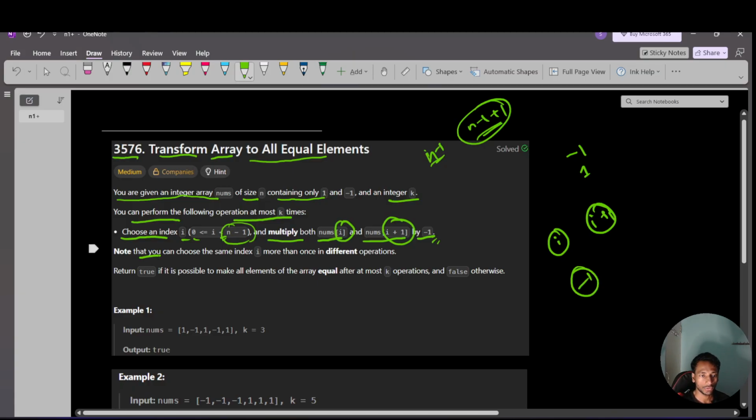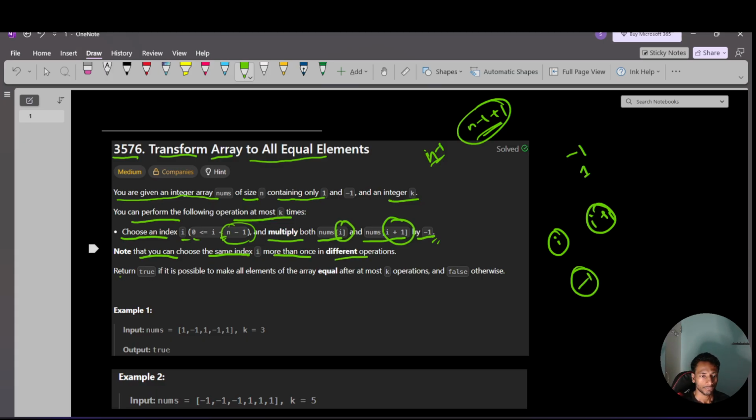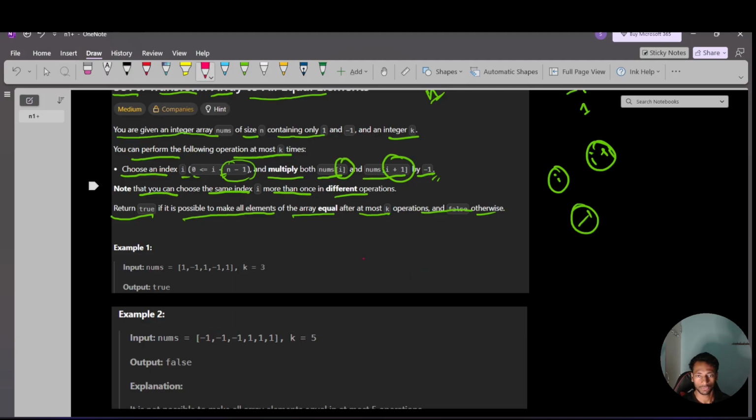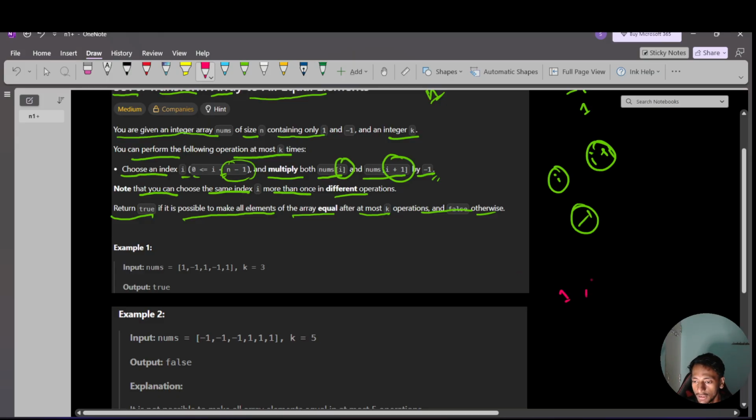Note you can choose the same index i more than once in different operations. We have to return true if it is possible to make all elements of the array equal after at most k operations, and false otherwise. First of all, our target is to make all the elements in the input array equal. So what numbers are possible in the nums array? The number can be only 1 or minus 1, correct?